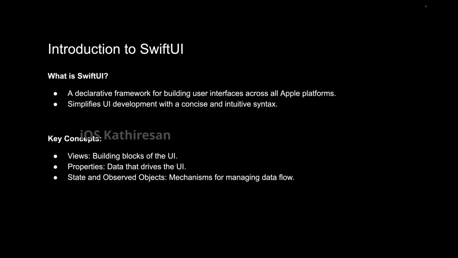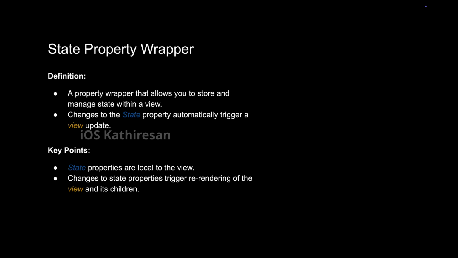Okay, there are two concepts, one is State and the other is ObservedObject. Both are mechanisms for managing the data flow in SwiftUI. So the first one is State. State is a property wrapper. We define the property wrapper with the at symbol at the beginning, @State.